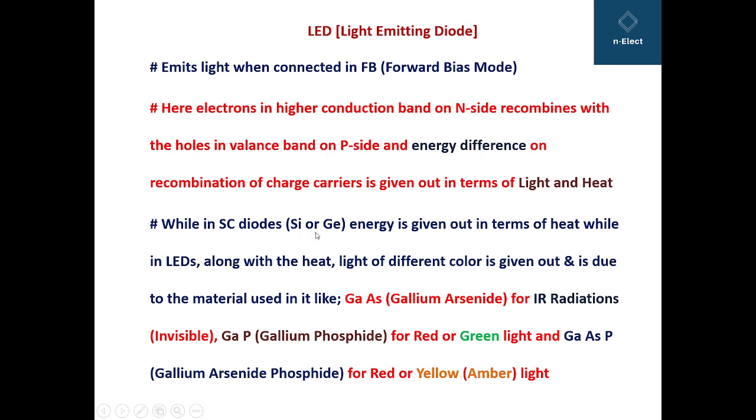While in a semiconductor diode, which is made up of silicon or germanium, energy is given out in terms of heat, in LEDs, along with the heat, light of different colors is given out, and it is possible because of the material used in it. For example, gallium arsenide, which is used for IR radiations, which are invisible, gallium phosphide for red or green light, and GaAsP, that is gallium arsenide phosphide, which is used for red or yellow, that is amber light.